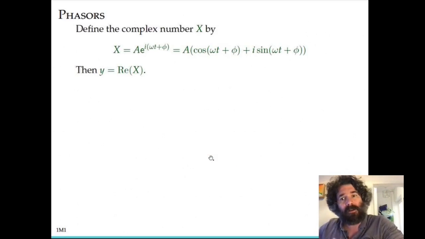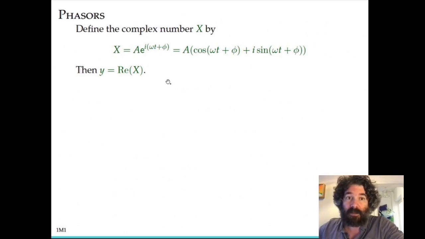Now let's discuss what are phasors. How do we describe these sinusoidal functions using complex numbers? Well, we define a complex number, really a complex valued function, x, which is the amplitude of this sinusoidal function, times e to the i omega t plus phi. So omega and phi are the angular frequency and the phase. Using Euler's formula, this complex valued function would be A times cosine of omega t plus phi plus i times sine of omega t plus phi. And the sinusoidal function y is the real part of x.